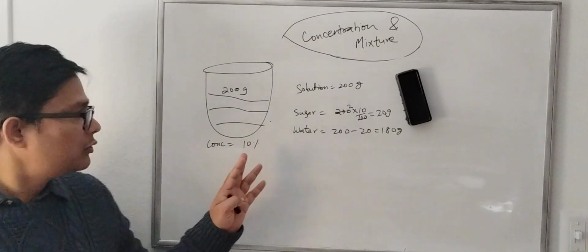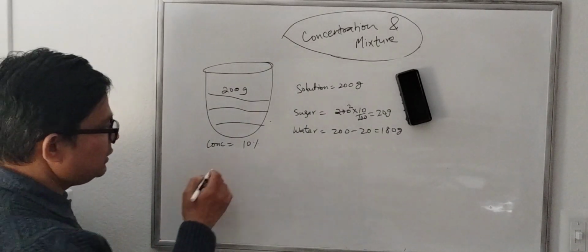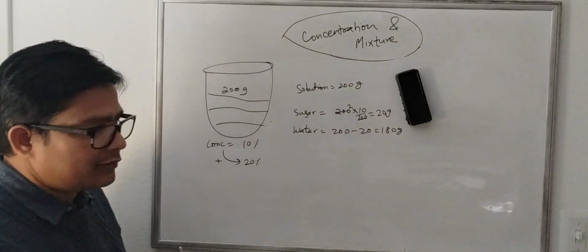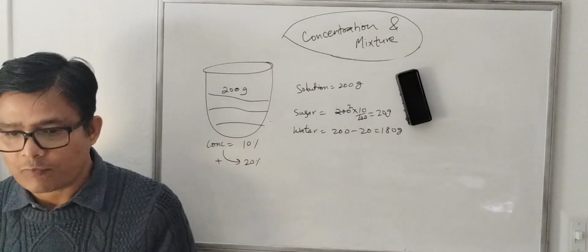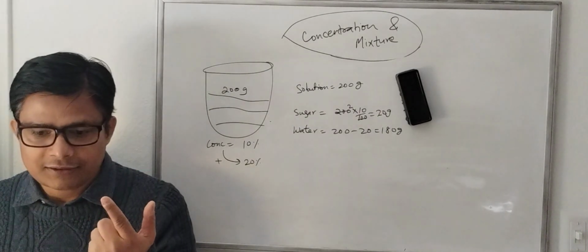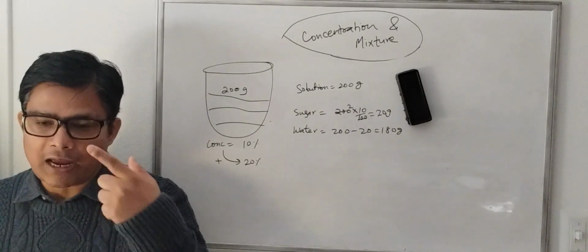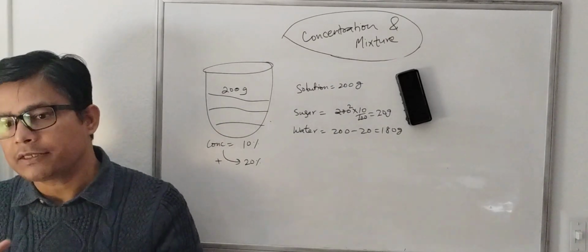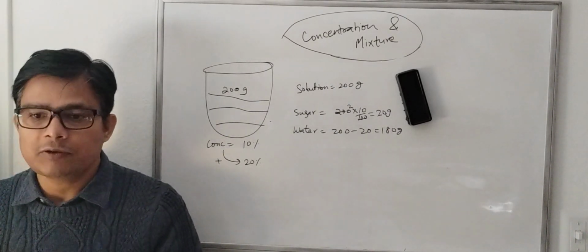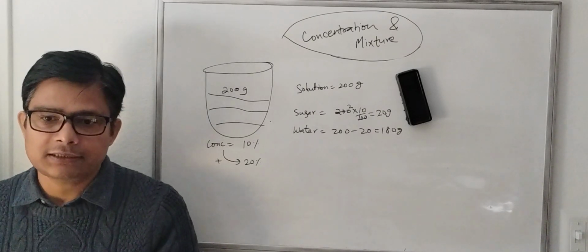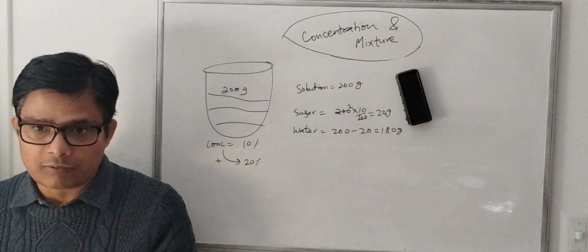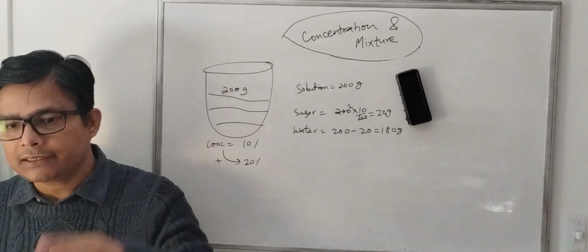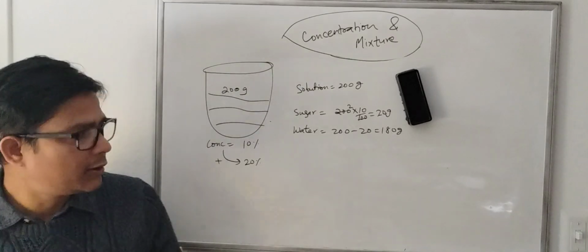Now what you have to do, you have to make this concentration, let's say increase the concentration to 20%. So if you have to increase the concentration, what you have to add? Sugar or water? Sugar. If you have to decrease the concentration, you have to add water. So to increase the concentration, you have to increase the amount of the solute. If you have to decrease the concentration, you have to increase the amount of the solvent. Got it? Always remember, to decrease the concentration, add extra solvent. To increase the concentration, add extra solute, because this is from the formula.